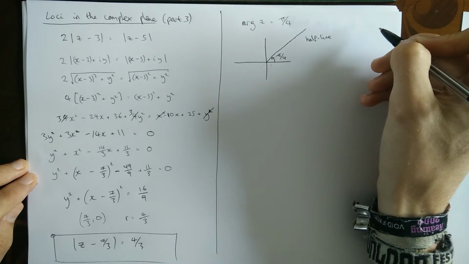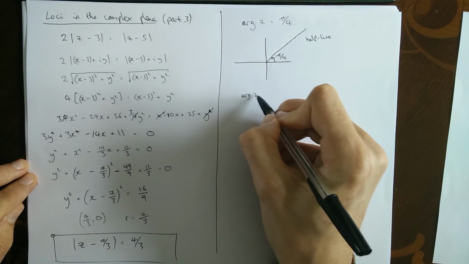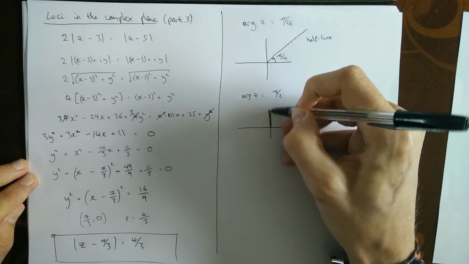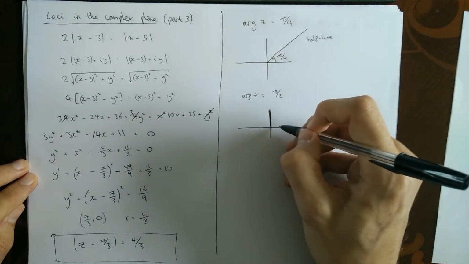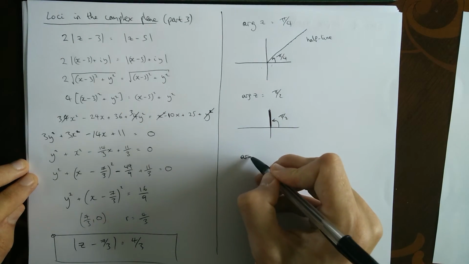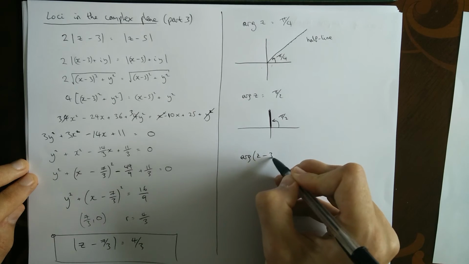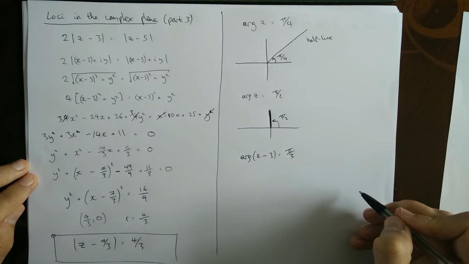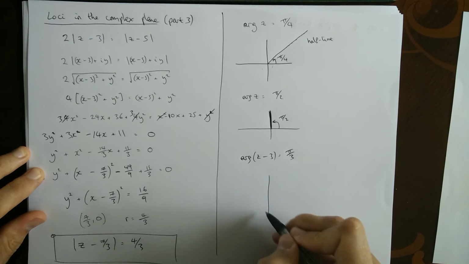I could do other ones. You could do argument of z is equal to pi/2. It would just be the positive y-axis, because that's got an argument of pi/2. And you could do more interesting things, like the argument of z minus 3 is equal to, I don't know, pi/3. That one there is a little bit more interesting.